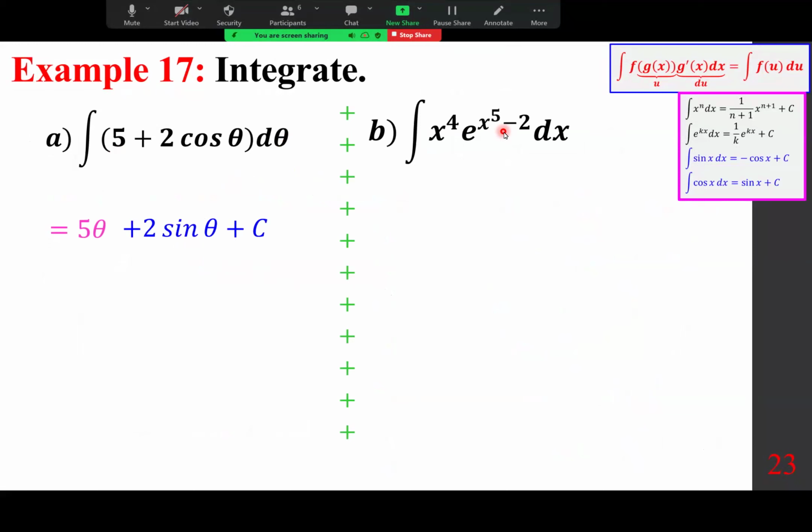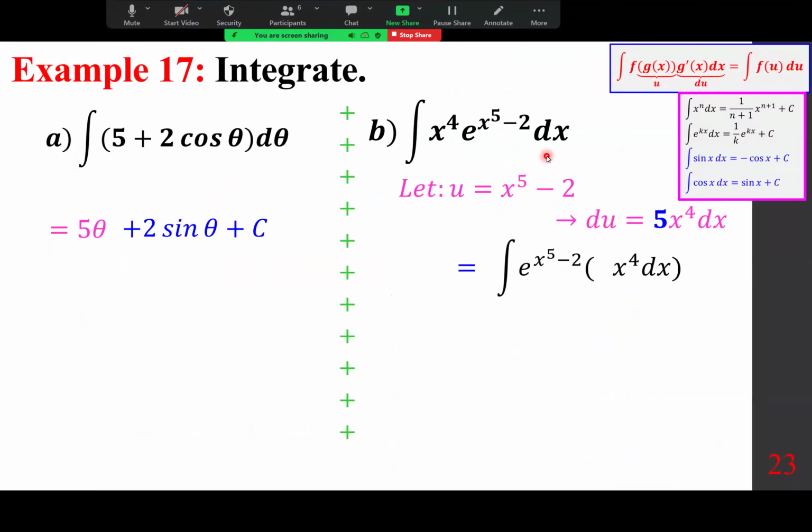Anytime you have an exponential, the exponent is a choice of u. So u is x to the power of 5 minus 2. The derivative is 5x to the power of 4, which makes du 5x to the power of 4 dx. We are going to move x to the power of 4, so it becomes clear everything is in order except the number 5 is missing. You have two choices.